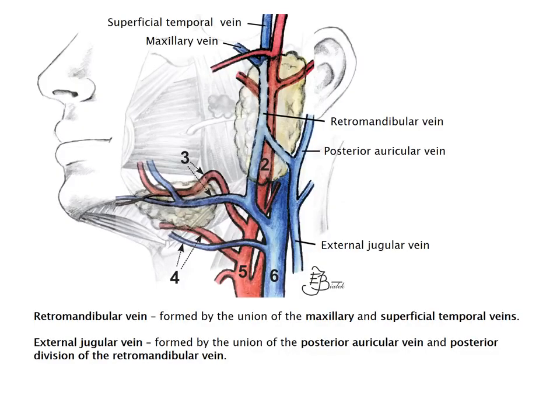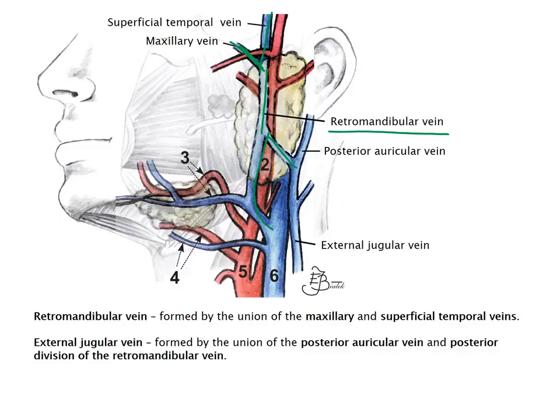The retromandibular vein, as shown here, begins at the joining of the superficial temporal vein with the maxillary vein. And either within or just deep to the parotid gland, the retromandibular vein divides into an anterior and posterior branch, as shown here.